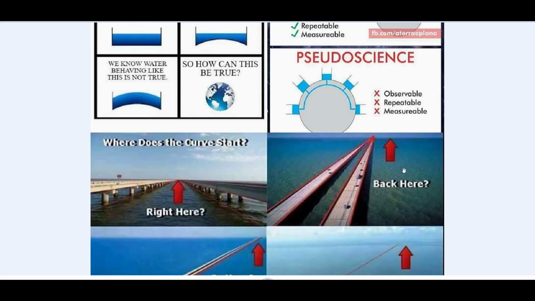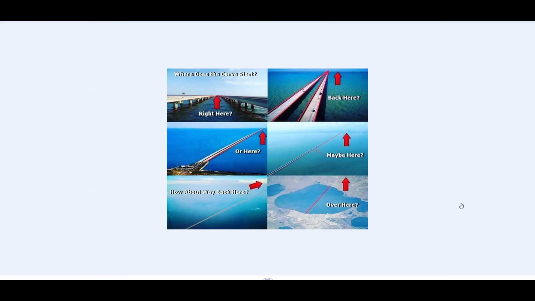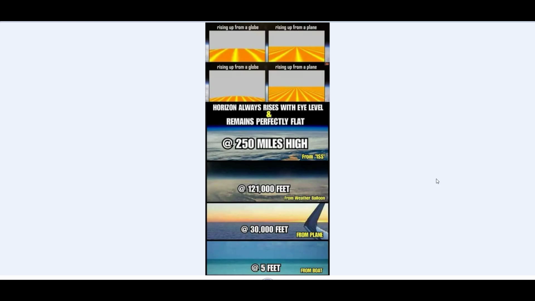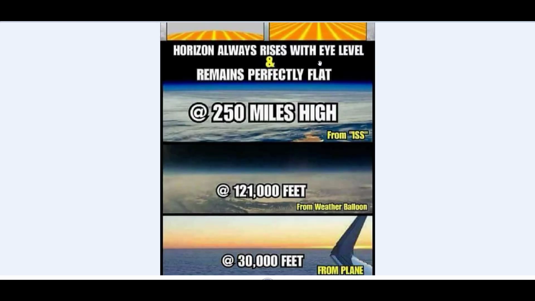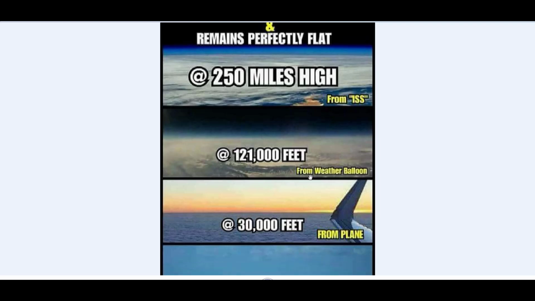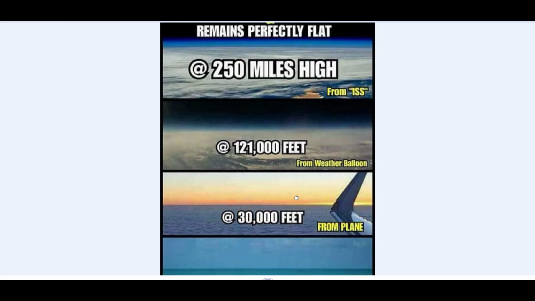And where does the curve start? Right here, back here, or here, maybe here. How about way back here, over here? You know, the higher you go, the more you see we live on a plane. This is awesome stuff when you go to a height with a helicopter or plane. So the horizon always rises with eye level and remains perfectly flat. 250 miles high from the supposed ISS, 121,000 feet from a weather balloon, 30,000 feet from a plane, 5 feet from a boat.